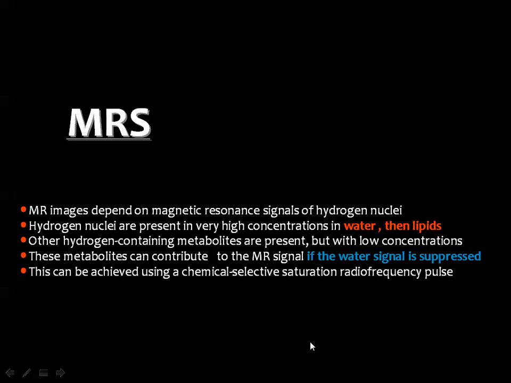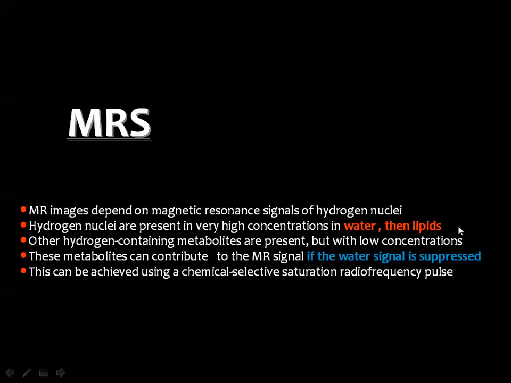Then, as you all know, MR images depend mainly on the hydrogen nuclei, and the hydrogen protons are the most prevalent protons in the human body tissues, and of course they are present in very high concentrations, especially in water and in lipids. Then there are other metabolites that contain hydrogen, and these metabolites are present in very low concentrations.